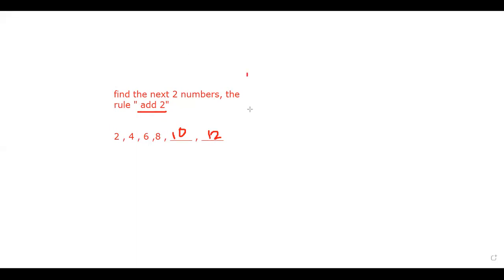Let's take another example. Another example, the same thing: find the next two numbers. The rule is subtract 7. We have 49, then 42, and then 35, and I need you to find the next two digits.